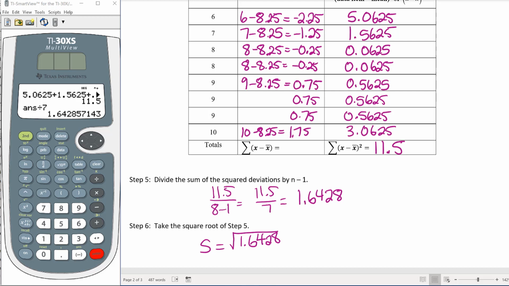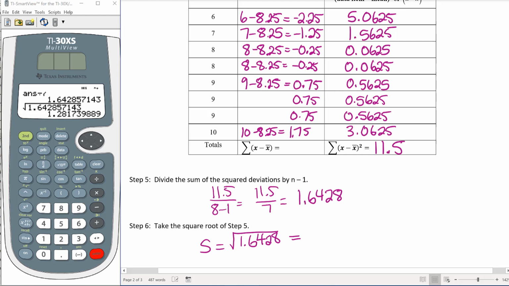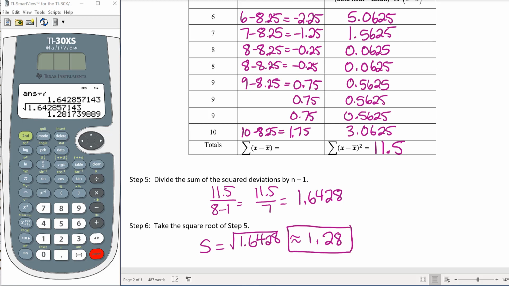So I'm going to do, in this case, the second button and then the x squared button so I can get that. Now I don't want to truncate anything, so I want to use the answer. If you have a calculator that you can store an answer in, that would be great. Otherwise, just type in as many places as you can so that you're not truncating anything too terribly. So this is going to be approximately 1.28. So my standard deviation is 1.28.